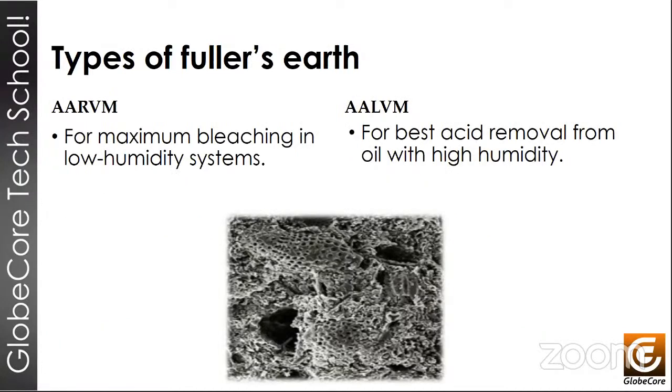So for use in transformer maintenance, we got two types of Fuller's Earth. The first type is AARVM. That's the Fuller's Earth with maximum bleaching ability. It's recommended for use in moisture-free systems. And there's also AALVM, which removes acid in humid oil really well. And this slide shows a microscopic image of the pores inside Fuller's Earth that actually trap the contaminants in them. Next slide, please.